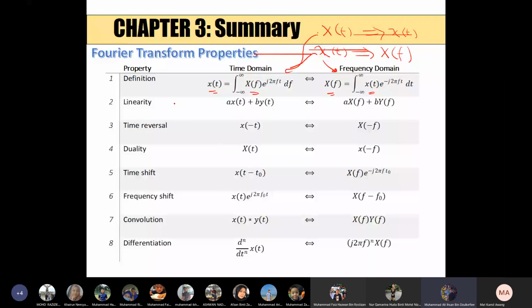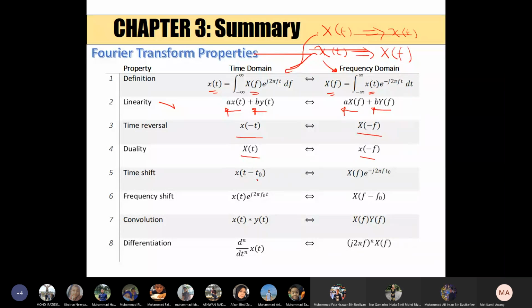For the first property of Fourier transform, basically it is the linearity, where if you have a x of t plus b y of t, therefore in the frequency domain you have a x of f plus b y of f. So with the same proportion, okay, a and b. Time reversal. Time reversal in time domain also results in frequency reversal in frequency domain. And duality, x of t is equal to x of minus f.